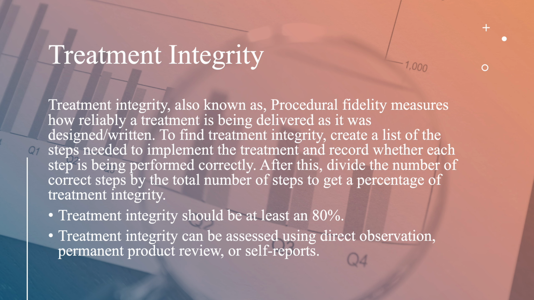Treatment integrity. Treatment integrity is also known as procedural fidelity, which measures how reliably a treatment is being delivered as it was designed or written. To find treatment integrity, you would create a list of the steps needed to implement the treatment and record whether each step is being performed correctly. After this, divide the number of correct steps by the total number of steps to get a percentage of treatment integrity. Treatment integrity should be at least an 80%, and treatment integrity can be assessed using direct observation, permanent product review, or self-reports.